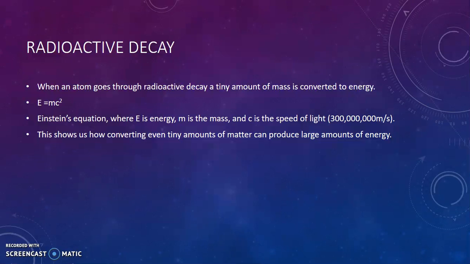When an atom goes through radioactive decay, a tiny amount of mass is converted to energy. The famous Einstein equation, E equals mc squared. E is the energy, m is the mass, and c is the speed of light. This shows us how converting even a tiny amount of matter can produce a large amount of energy.